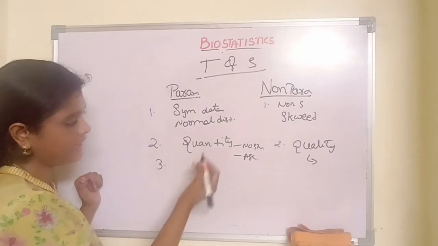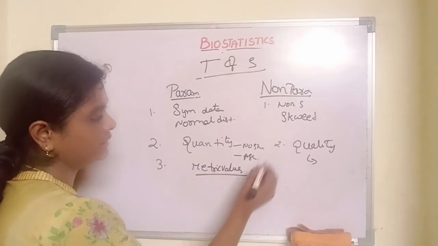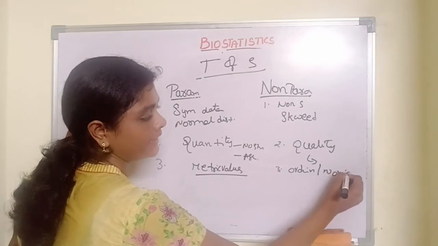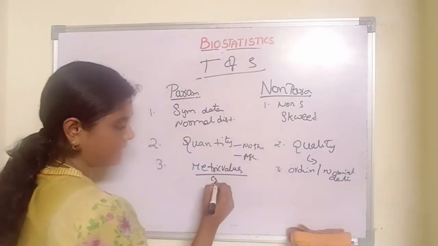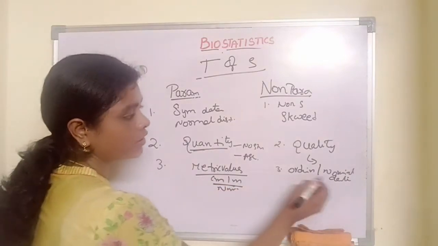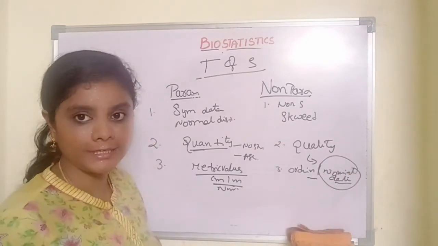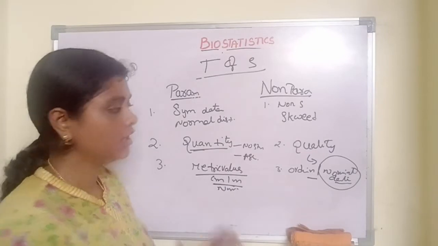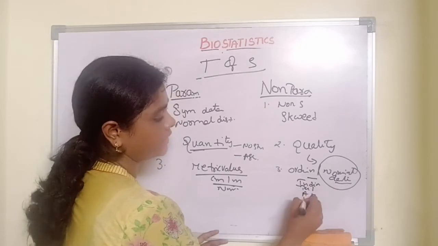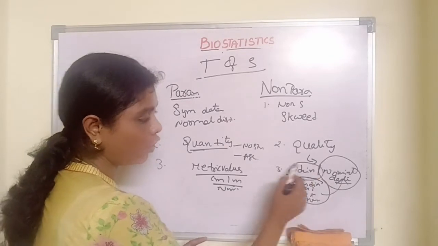The third is that parametric tests measure by metric values, such as centimeters, meters, quantities, numbers like this. Non-parametric tests measure by ordinal or nominal data. What is nominal data? Nominal data means we can just name the data. For example, India, Pakistan, Afghanistan, America. So we can name the data. It is nominal data. What is ordinal data?